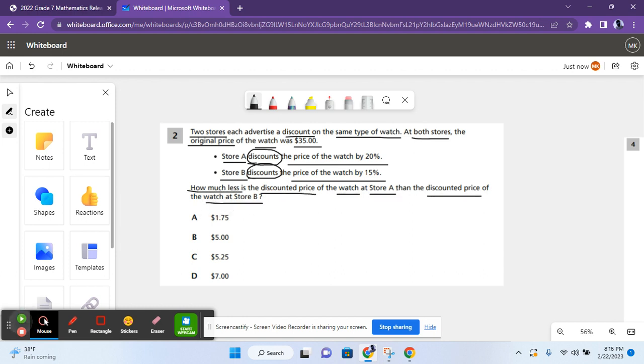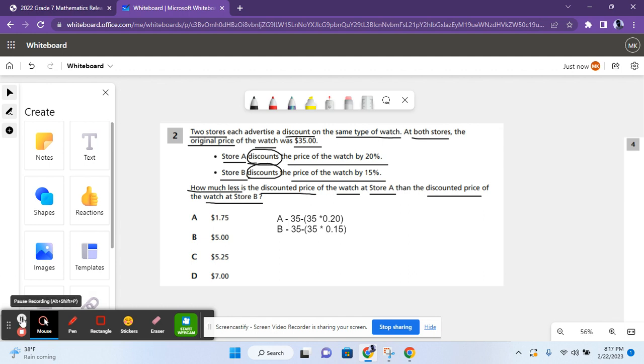at store B? So we need to have two equations which represent the discounted price of store A and the discounted price of store B. The discounted price of store A will be represented by 35 minus open parentheses 35 times 0.20 close parentheses, and the discounted price of store B is represented by 35 minus open parentheses 35 times 0.15 close parentheses.